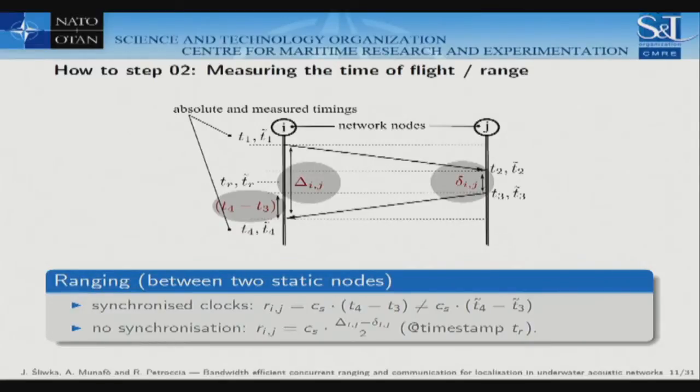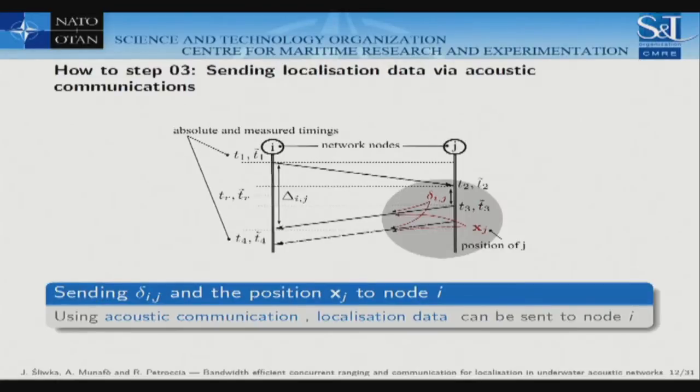We consider that the clocks are not synchronized, so this is not valid anymore, and so we use this formula. Delta IJ is something that I knows, while the small delta is something that I doesn't know, that J knows, and that J has to transmit back to I using acoustic communication. So, a lot of notations, but J knows something. It knows the delta, which node I needs to know the range, and it knows its own position, which I doesn't know, and which it has to transmit to I via acoustic communication, in this message or in subsequent messages.